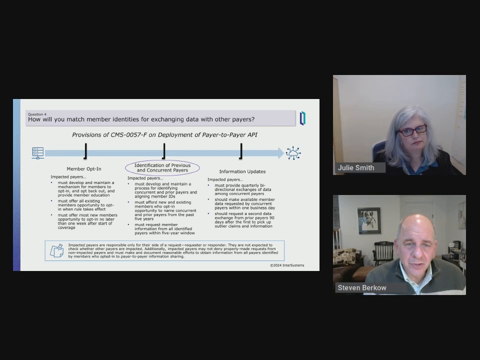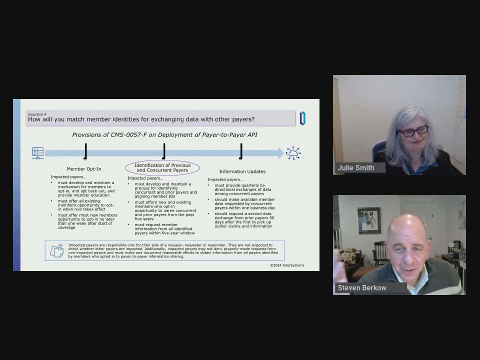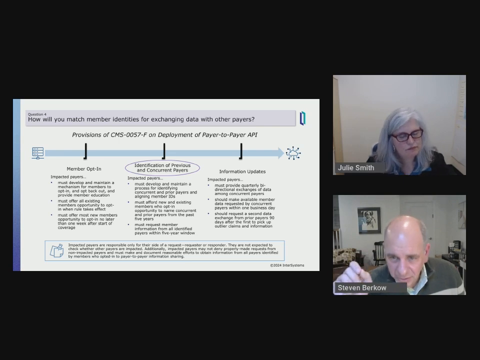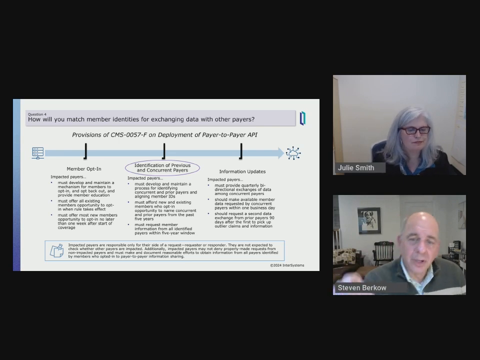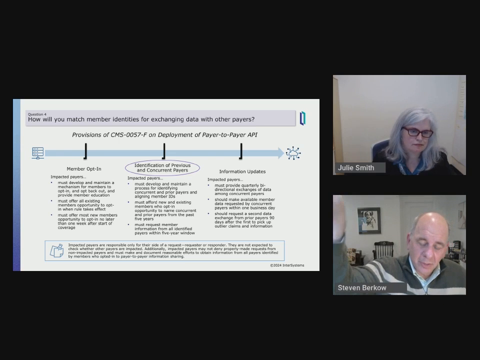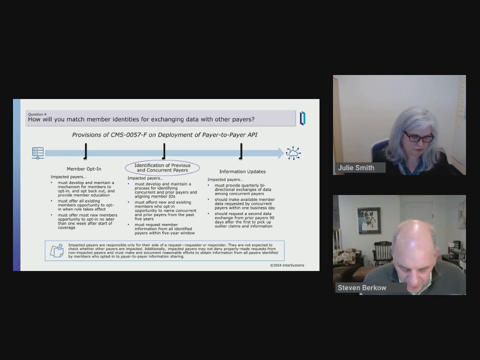The real challenge is embedded in that first bullet. You actually have to align their member IDs, right? There is no national universal health plan ID for members that we all use. So we've got to figure out a way that we understand the way we're identifying this member, that's the same number that we're requesting from the other payer.